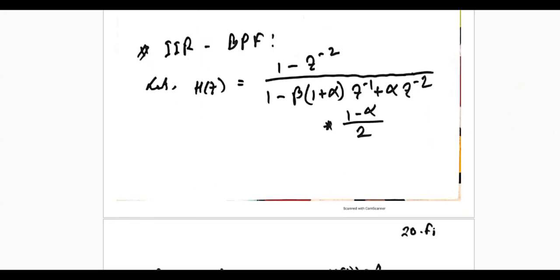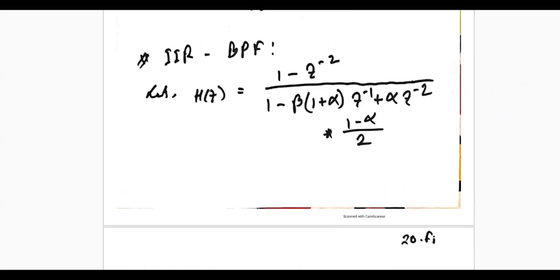From our previous experience, we know how to design the band pass filter for the FIR one. If you can recall, this is that part. In the numerator, we are taking exactly the same equation, where the zero locations are on the unit circle, one at -1 and one at +1. So that is known to us.